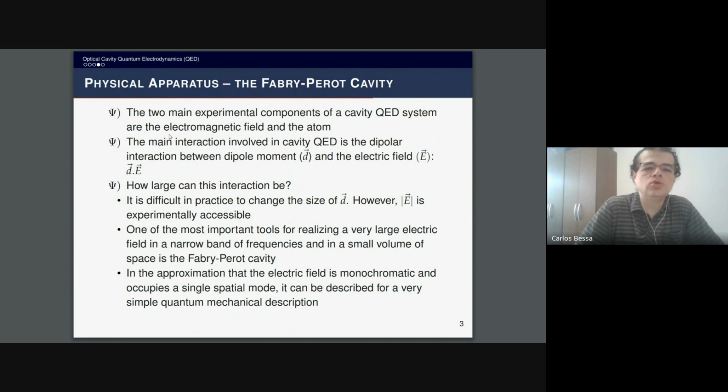Okay, so the two main experimental components of the cavity quantum electrodynamic system are the electromagnetic field and the atom. The main interaction involved in cavity QED is the dipolar interaction between the dipole moment D and the electric field E.